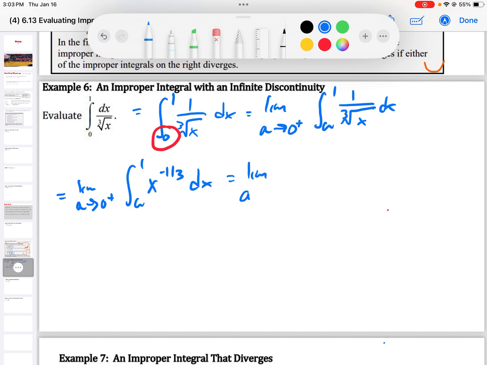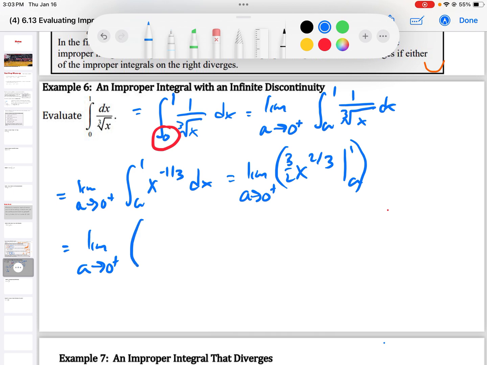Now find the antiderivative. Add 1 to get 2/3, multiply by the reciprocal, so 3 over 2 x to the 2/3. And I evaluate that from a to 1. So this is equal to the limit as a approaches 0 from the right of 3 over 2 minus 3 over 2 a to the power of 2/3. I plugged in 1 and got 3 over 2, and now plug in a, which gives a to the power of 2/3. And what does this equal?